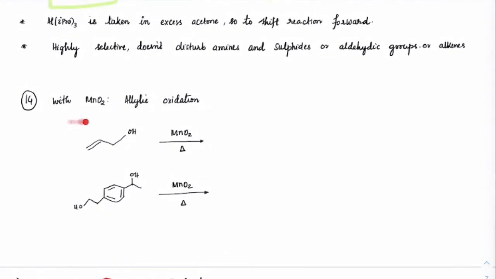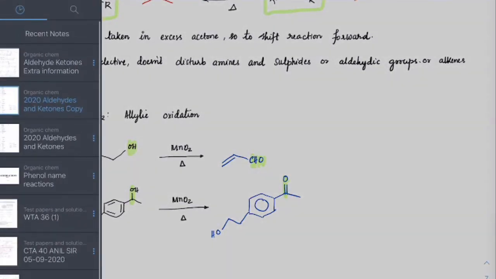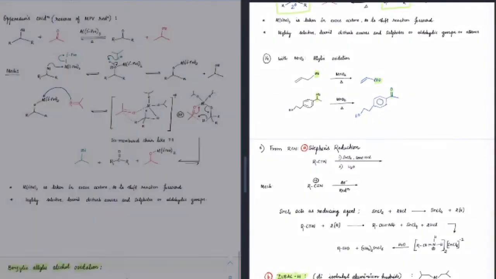Another oxidizing agent which we have seen is MnO2. MnO2 will give you oxidation at the allylic position. So we know that this would form a C=O bond here, and it does not disturb any non-allylic alcohols. This is a non-allylic alcohol, this is an allylic alcohol. So it will only convert that allylic part of alcohols to the respective aldehydes and ketones. Okay, this is the reaction with MnO2. Got it? Now let us see how the reaction works there.